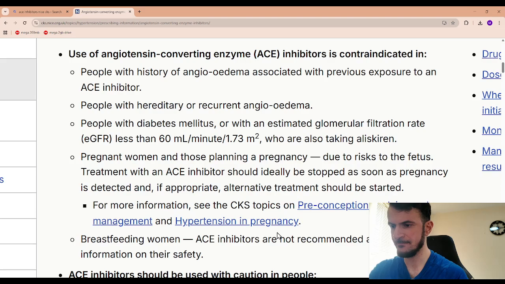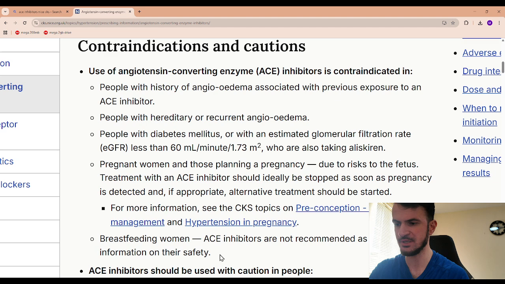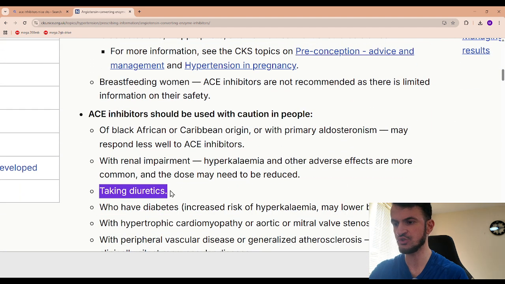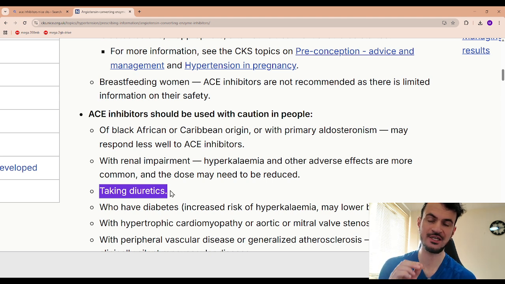Now it says breastfeeding women, ACE inhibitors are not recommended as there is limited information on their safety. As we go down, as we've gone through taking diuretics, you should know by now that different diuretics have different effects on potassium levels. Potassium-sparing diuretics such as spironolactone can increase potassium. Loop diuretics and thiazide-like diuretics can decrease potassium. And if you have any drug that can cause hypokalemia, then it can exacerbate digoxin toxicity, which is a drug used in atrial fibrillation or different types of arrhythmias, which are abnormal heart rhythms.